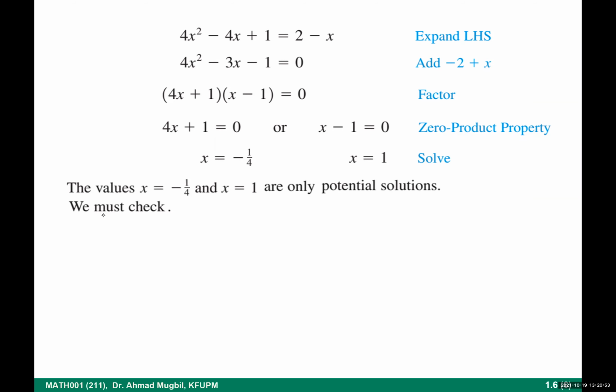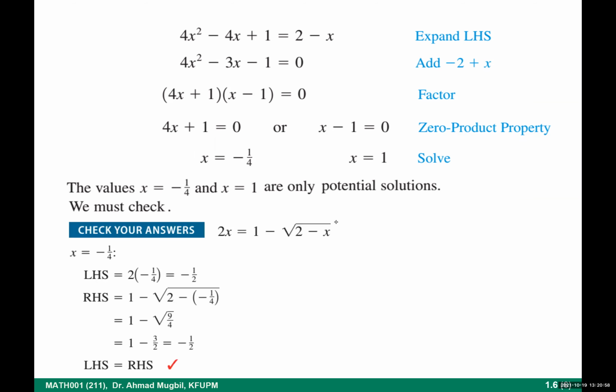So where to check in this equation? In the original one. This is the original one. Check the original one. If you put x equals -4 in the left-hand side, it is easy. It is -½. Now put it in the right-hand side and check, are they the same?